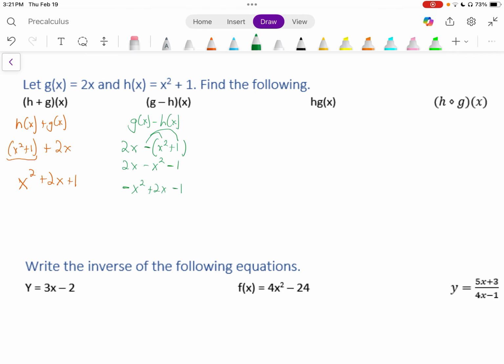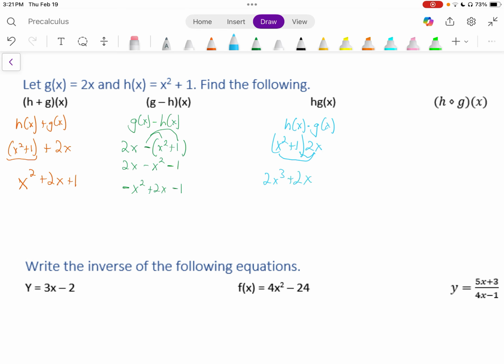This next one simply means we want to multiply. So this one means h of x times g of x. So h of x from above is x squared plus 1 times g of x, which is 2x. We use the distributive property here. A lot of times we have the 2x over here, but in this case it's on the left side, so we just work with it on the right side. So we distribute. So this is 2x cubed plus 2x.